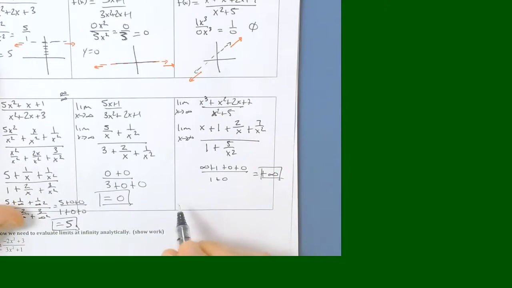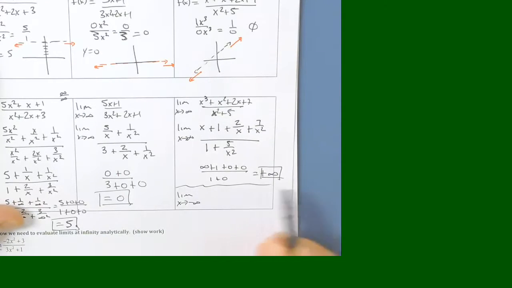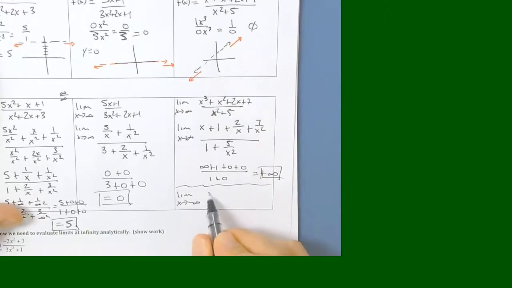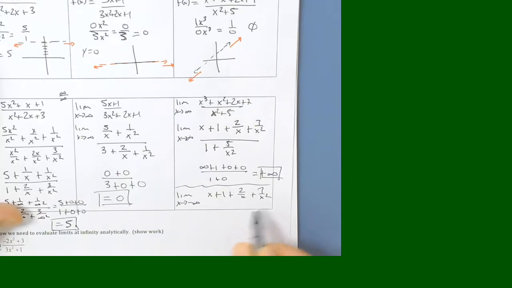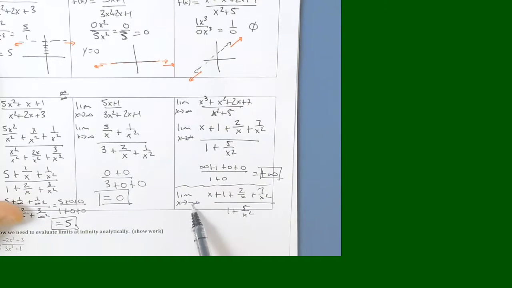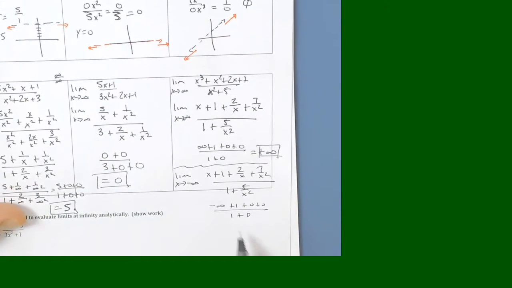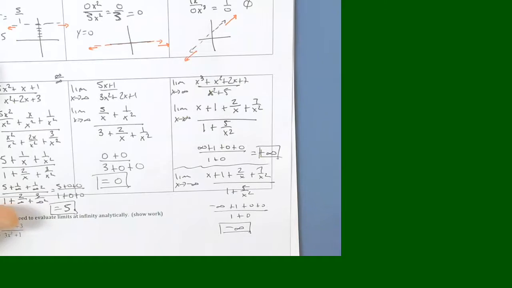Now, the limit as x goes to negative infinity still would be this guy, so I'm just going to write it down. Go to negative infinity, I'll get negative infinity, plus 1 plus 0 plus 0 over 1 plus 0. Negative infinity divided by 1 is negative infinity. Negative infinity and positive infinity go different directions in these cases.